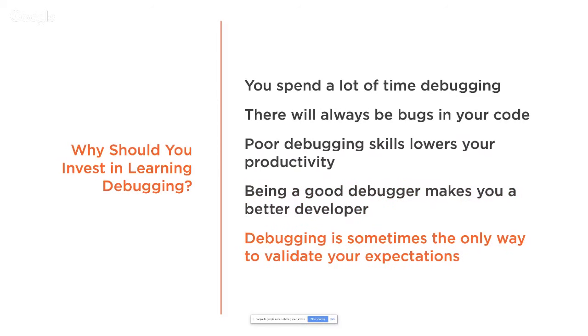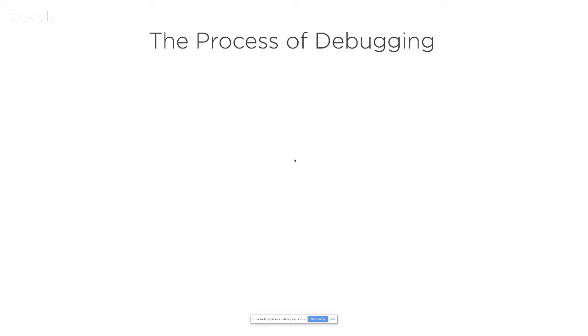And the last one is debugging is sometimes the only way to validate your expectations. Like I said before, when you have a larger code base, there are just certain things that you won't be able to pull out. There are variables that are going to be changed inside your code base that you can't see unless it's at runtime. And that's where the debugger will let you pause the code, go inside the code, and see what's actually happening when the code is running, versus just having to debug from the output, which can be very, very troublesome.